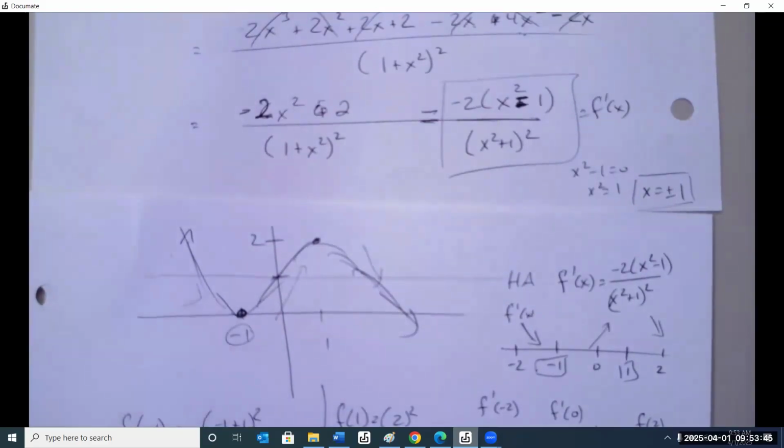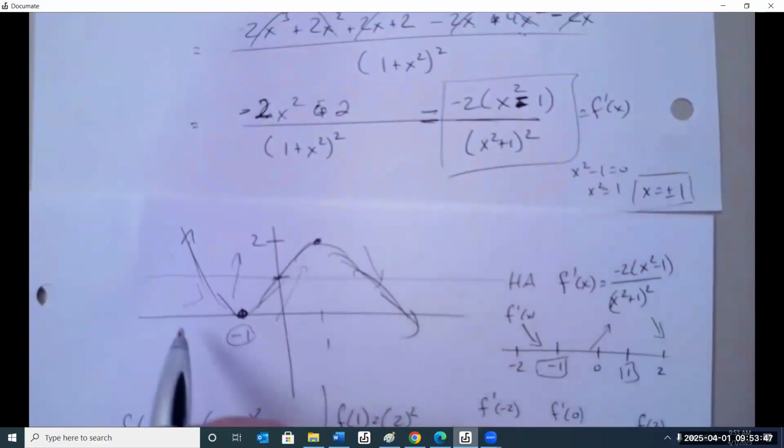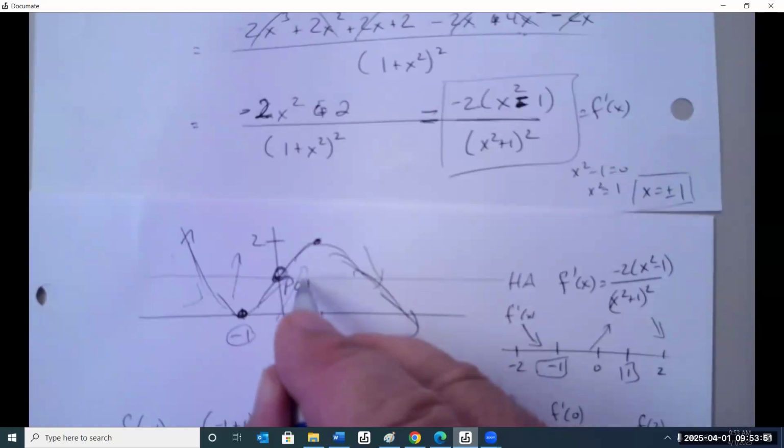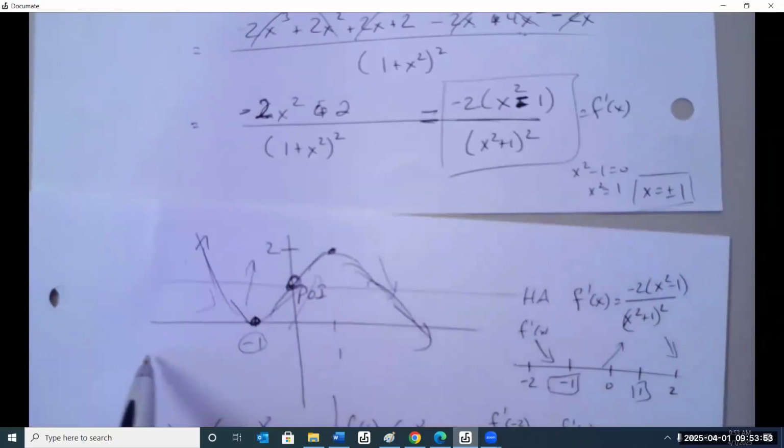Now we test the concavity. We'll see this is concave up. Here's the point of inflection. So from negative infinity to 0, it's concave up. It's going to be positive. And then from 0 to positive infinity, it'll be concave down.